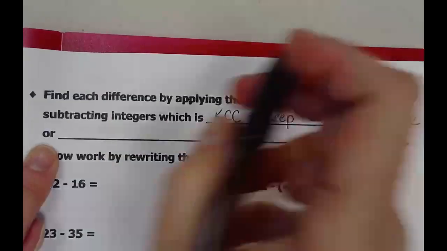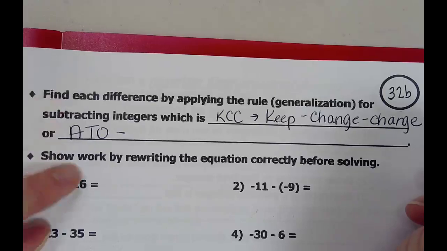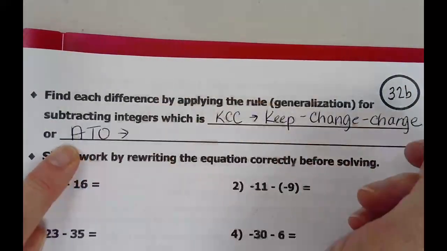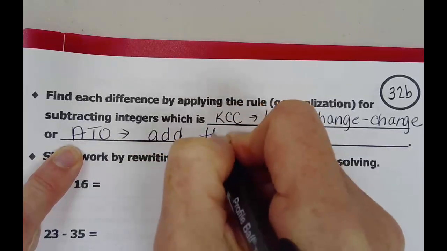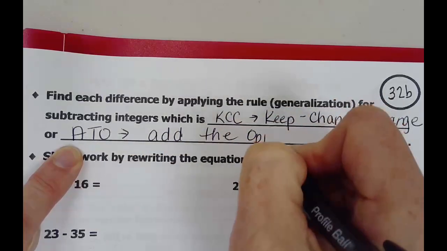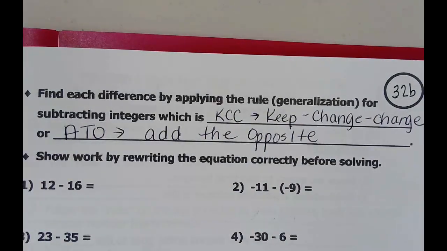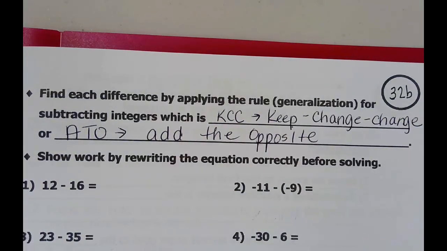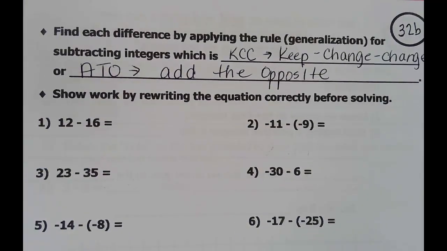And the second way is ATO. ATO helps us to remember what? Add the opposite. So we are changing it to addition and adding the opposite that comes after the sign. Okay, we are going to rewrite each equation to then solve. These are equations because they have equal signs.